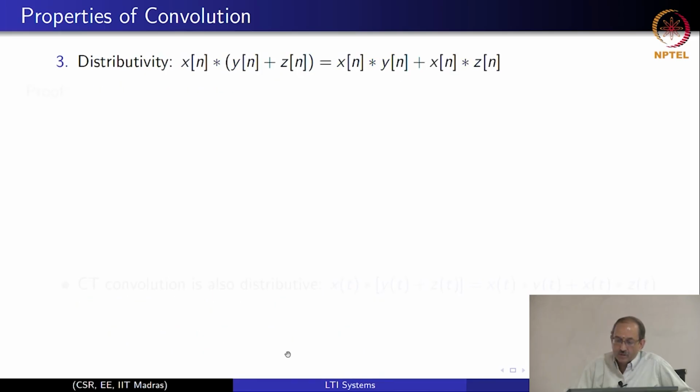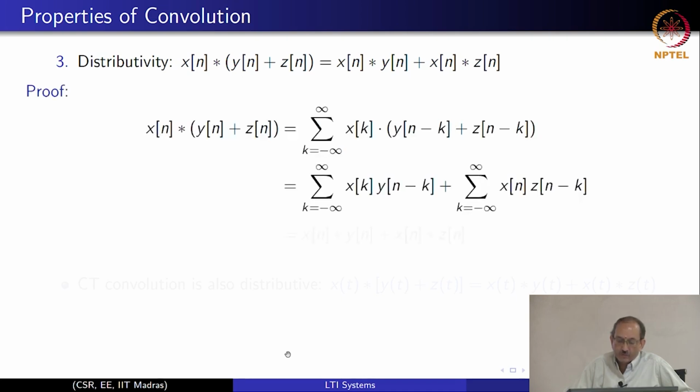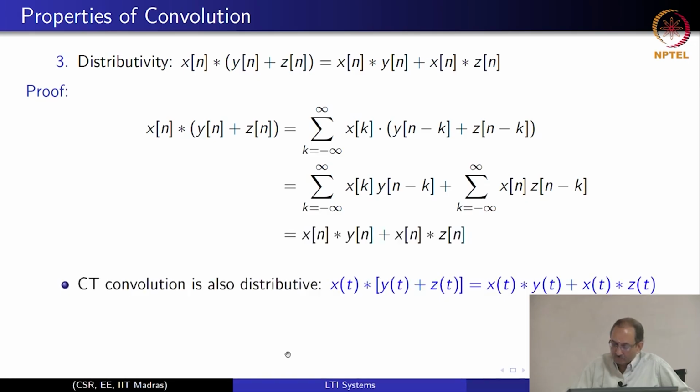and then distributivity, x convolved with y plus z is x convolved with y plus x convolved with z, and this of course follows from the distributivity of multiplication over addition. For real and complex numbers, based on that this convolution property is established very easily. CT convolution is also distributive.